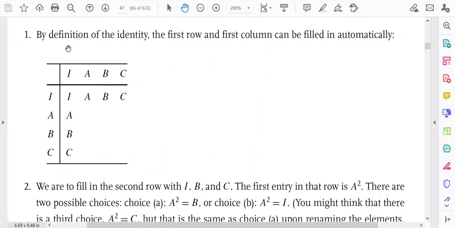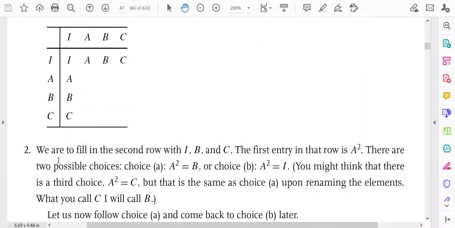Now, by the definition of the identity, the first row and the first column can be filled in automatically, because the product of I with all the elements will give all the elements of the group. Similarly, the product of I and I will be I, A and I will be A, B and I will be B, C and I will be C. Same thing for the first row and the first column. Now we are to fill the rest of the slots.